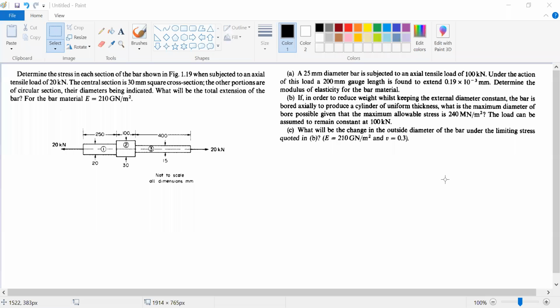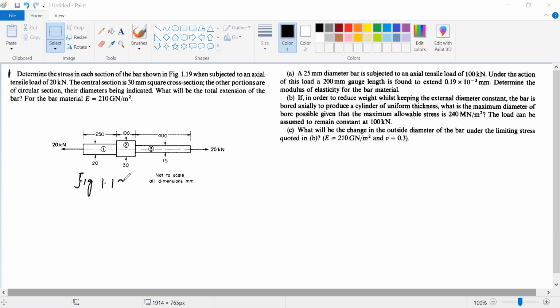Students, look into the question. I'm sharing two questions with you on my screen. One question I will be solving, another question I'm leaving to you as an exercise. So you can take a snapshot of the screen to keep a record of the question. Look at question one. It says: determine the stress in each section of the bar shown in figure 1.19. This is our figure 1.19.